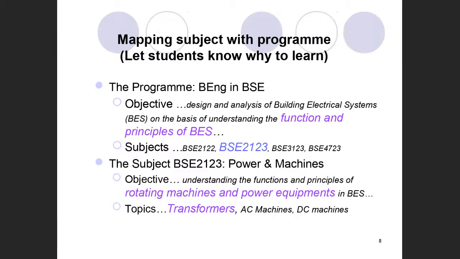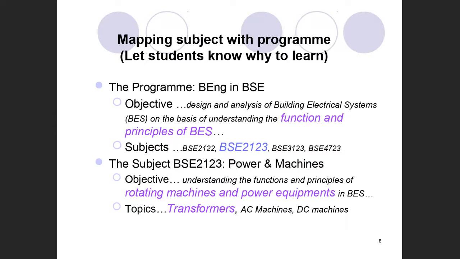Okay, since you have come into year 2, you should know that these programs have their objectives. For the Bachelor of Engineering in Building Services Engineering, one of the objectives is that the program is designed to teach the students design analysis of the building electric systems on the basis of understanding of the function and the principles of the building electric services. This is one big objective of these programs that attracts the students to come here.